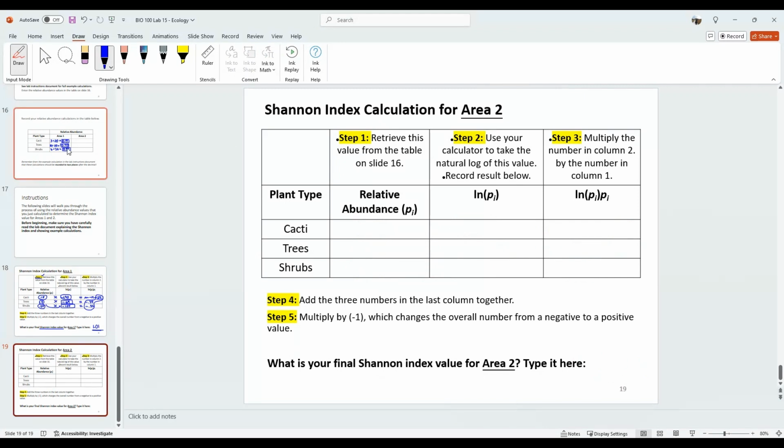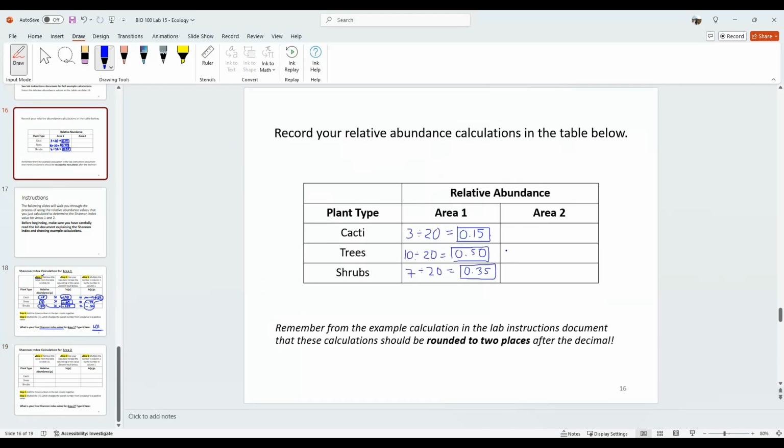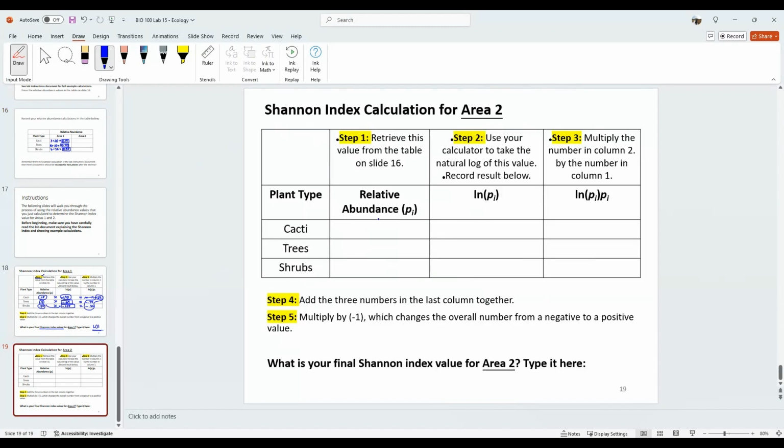So you'd start by getting your relative abundance values from slide 16. You drop them in here. You take your natural logs. You multiply these two columns together, and it gives you this final column. You add everything you got in this final column together, and you flip it to a positive number, and then you get a number here.